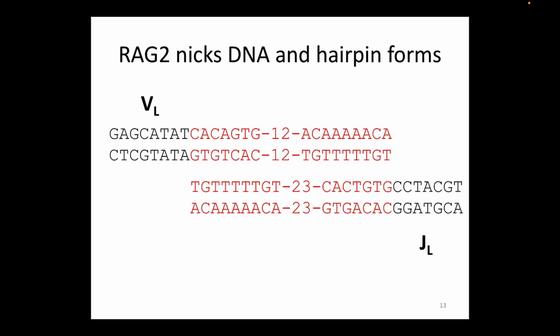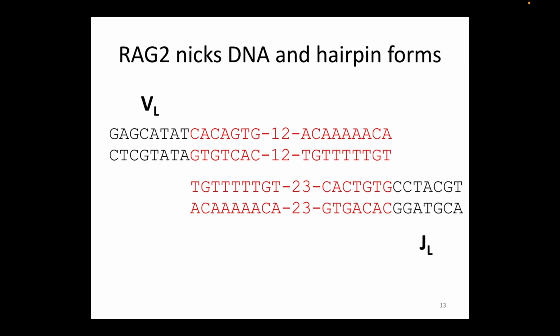So here I'm giving you a variable region from a light chain and a joining region or a J region from a light chain. You can see I've got the heptamer, the spacer, and the nonomer sequence attached to those. And the black nucleic acid is the V region or the J region and is the actual DNA that's in the germline, is in every other cell in the body in this organism.